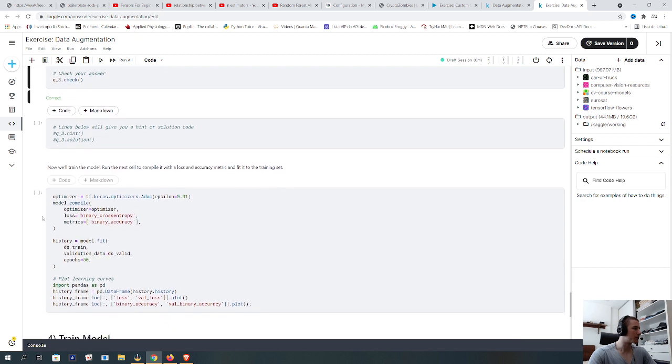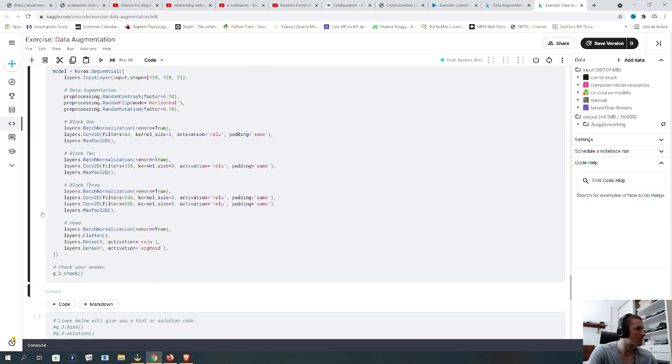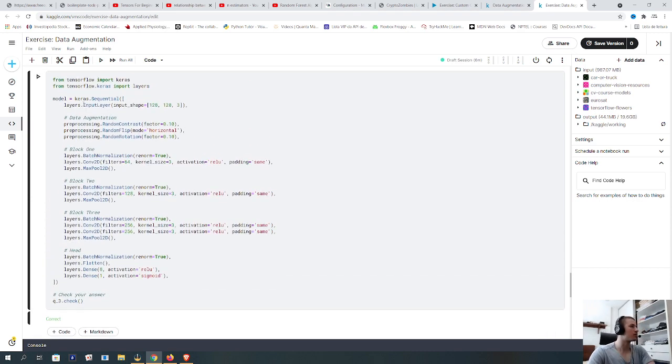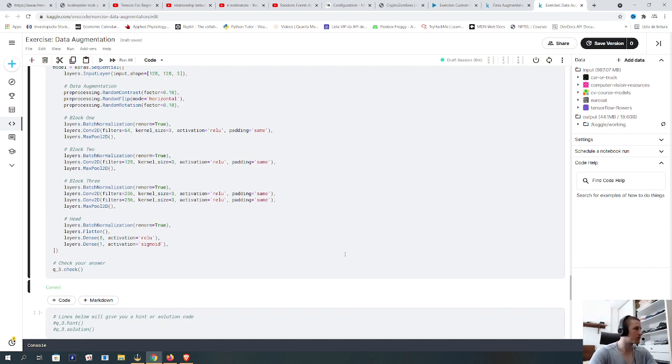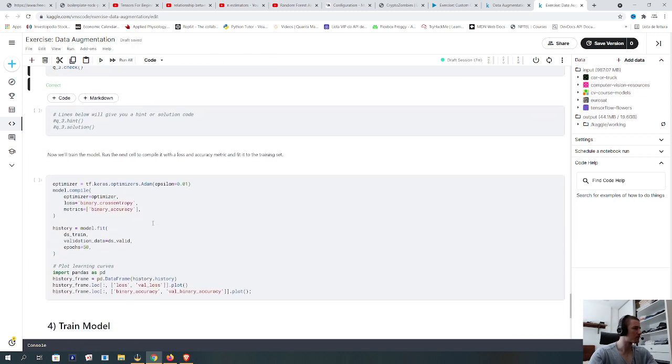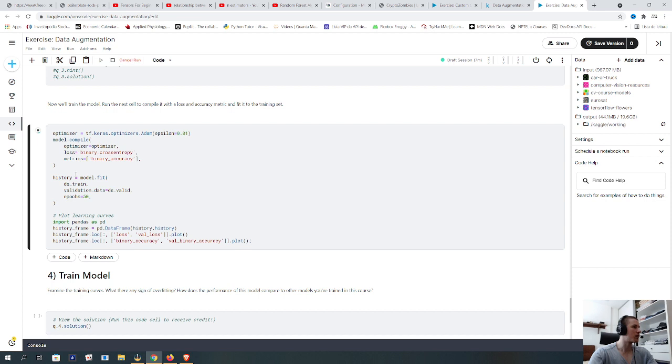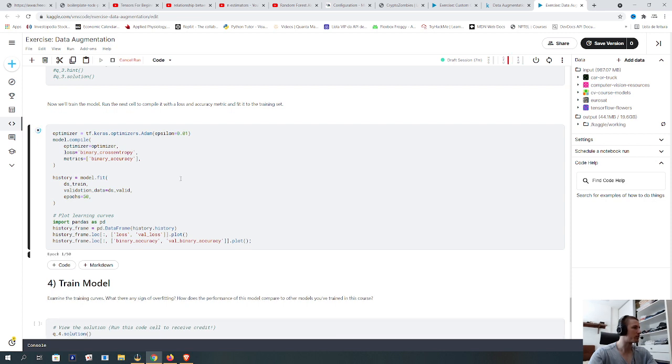Now train the model. Run the cell to compile it with a loss and accuracy metric, and fit the training set. So it first sets the input layer, then the preprocessing, batch normalization. Using batch normalization, conv2D, and max pool. 3 blocks of that, and the third with 2 convolutions. And then the head. Add Adam as the optimizer, binary cross entropy as the loss.